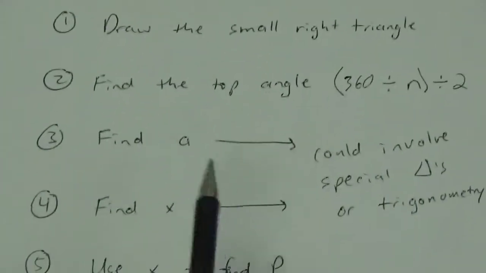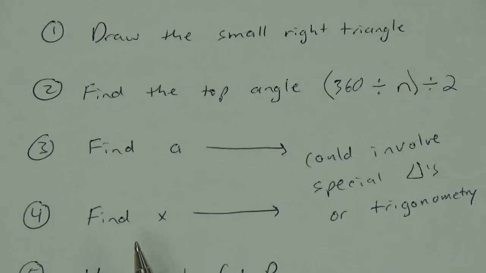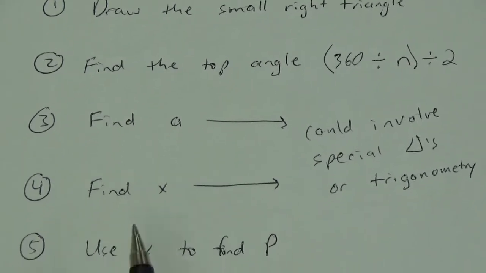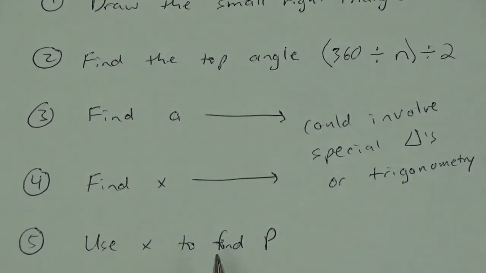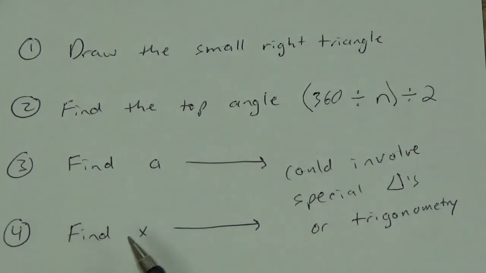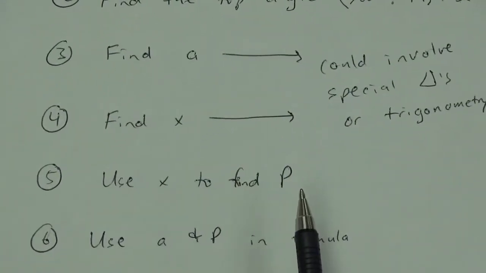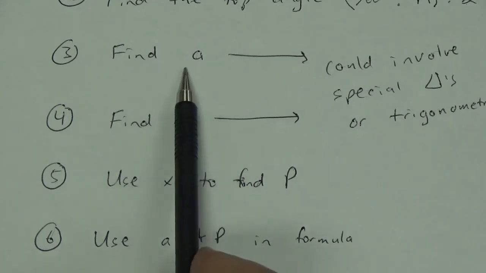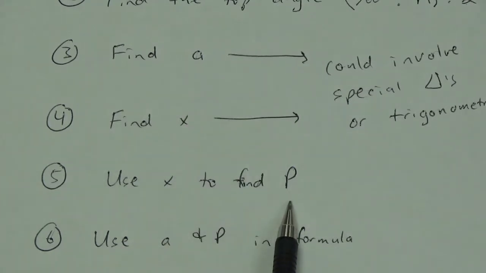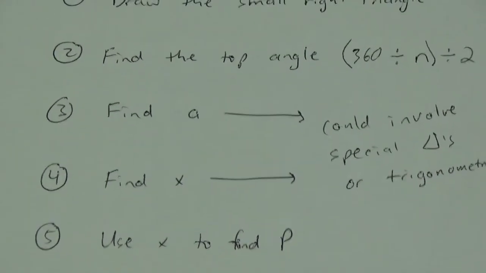All right, next we're going to find A, and we're going to find X. I usually do them in that order, because immediately after X, I'm going to use X to find P. So I usually find A first, then I find X, and this could involve special triangles, our 30, 60, 90 triangle, or our 45, 45, 90 triangle. If it's not one of those special triangles, then it's going to involve trigonometry. Use X to find P. And then once I already have A, and once I have found P, I'm going to use A and P in my formula. So those are the steps we're going to use.